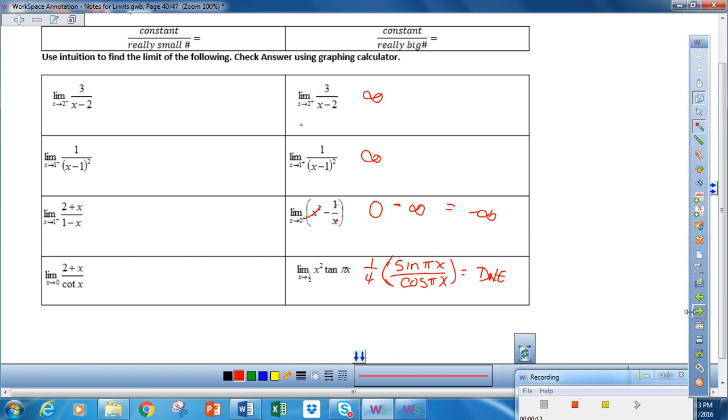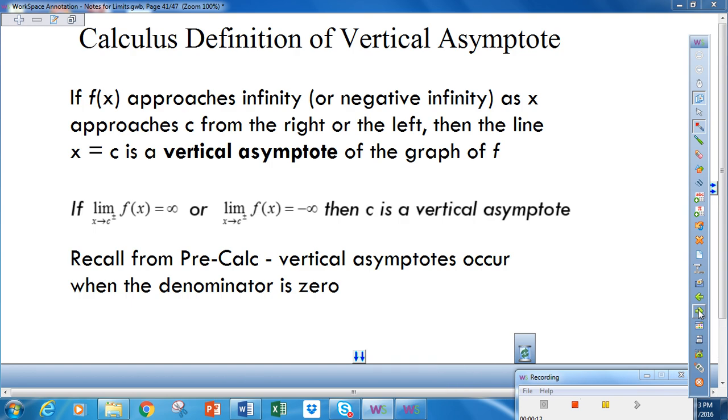Sorry. I was trying to think of the unit circle there, which, by the way, the unit circle is important. You need to learn it.